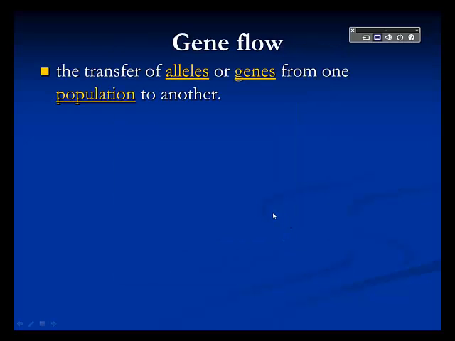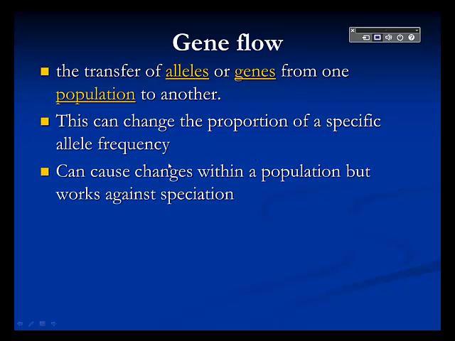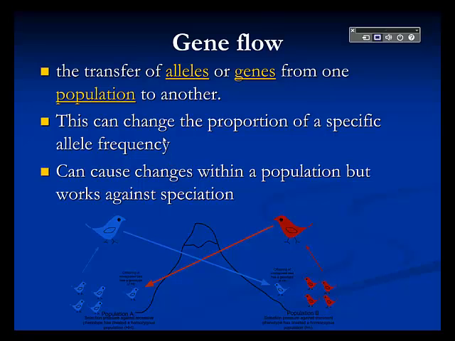Okay, so gene flow is one that tricks people a little bit. Sometimes they get confused with this and the next one. What this means is the transfer of the alleles or genes from one population to another. So where there is a population of a certain allele in one area, it's going to take that allele into an area where that allele did not exist before. And so what this does is it changes the proportion of a specific type of allele. It can cause a population to change, but as long as that gene is continuing to flow back and forth, it does not turn into a new species.